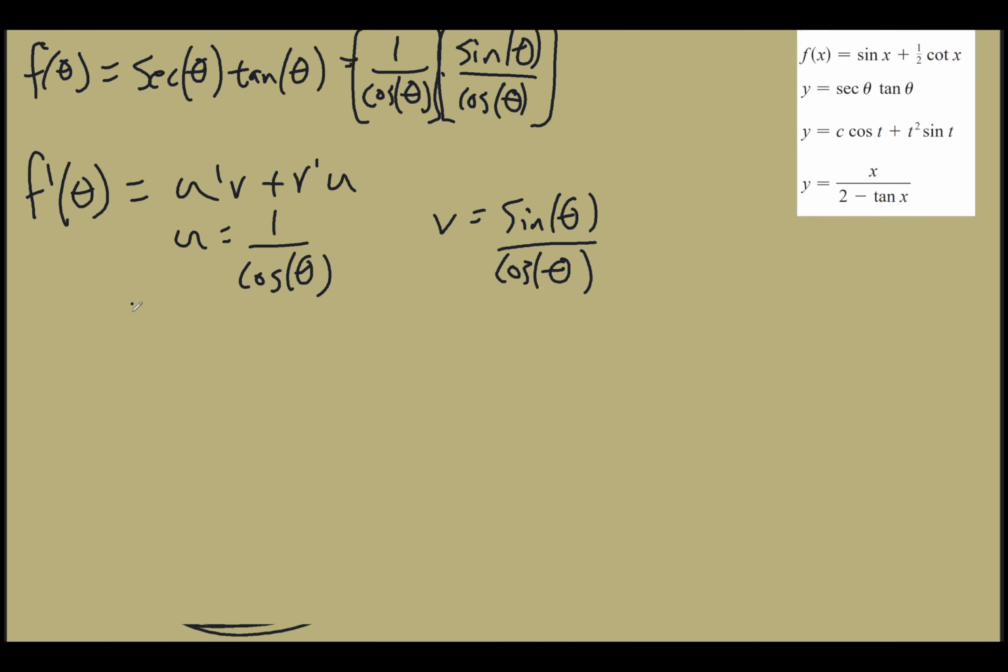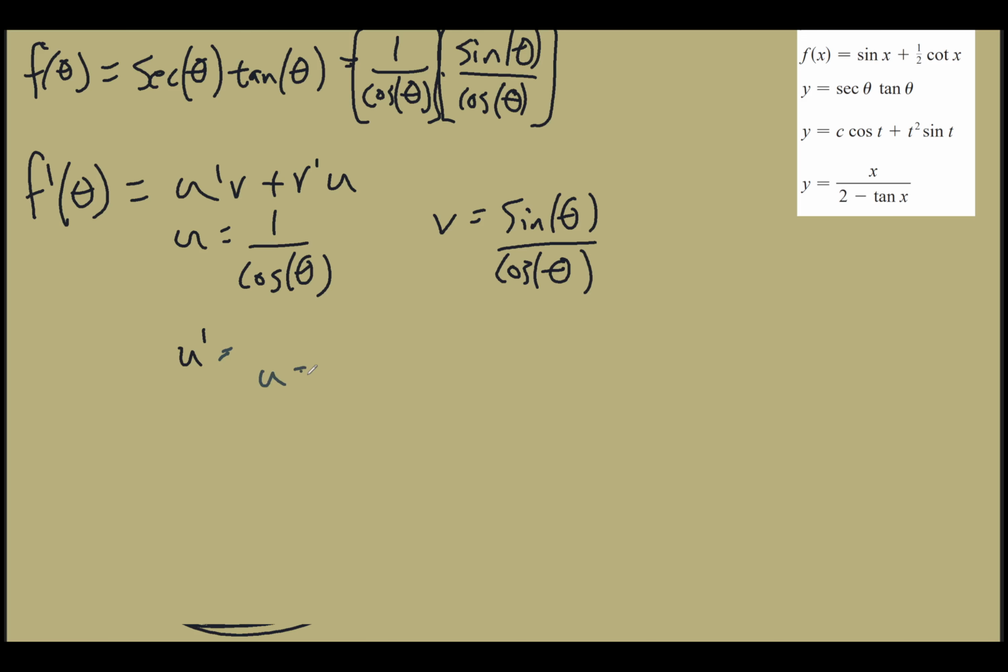But here's where it gets tricky. I have to find u prime to do this. And to do that, I'm going to have to quotient rule this. So let's come down here separate. Maybe I'll write it in a slightly different color. Let's give it something a little bit lighter. Let's change it a little more. I want this to be kind of obvious. Let's change it a little bit more. I like this color.